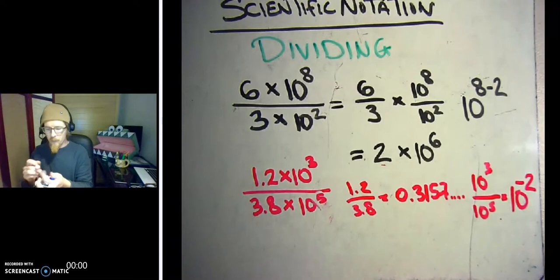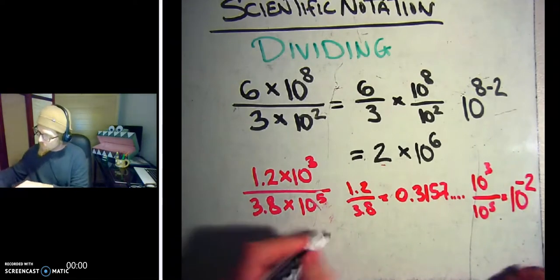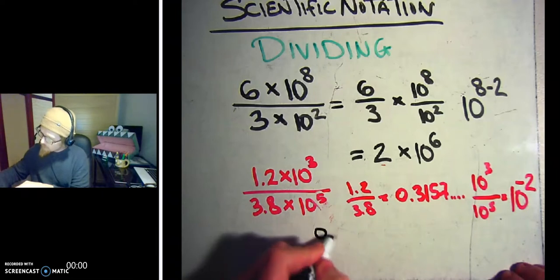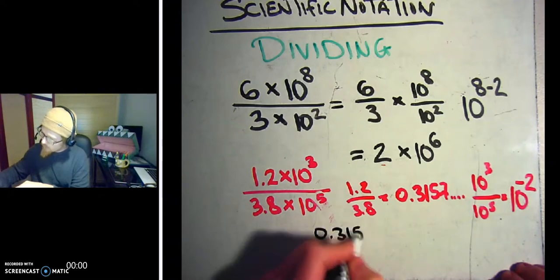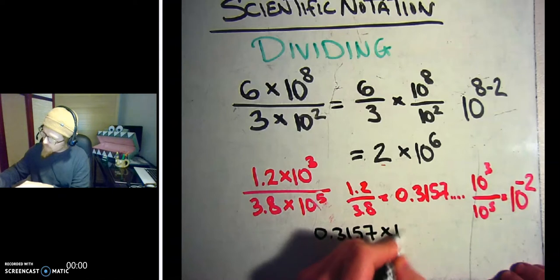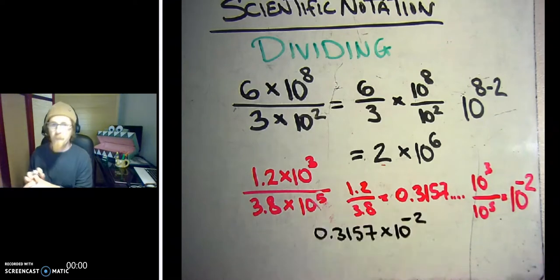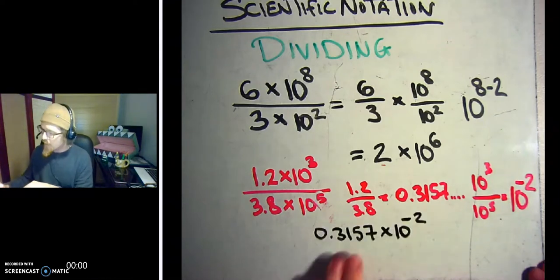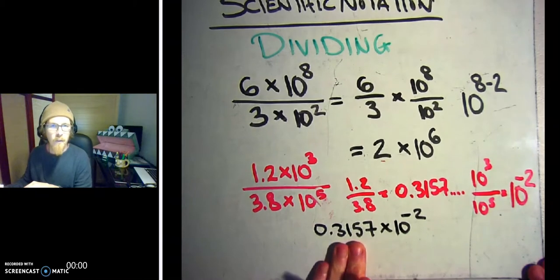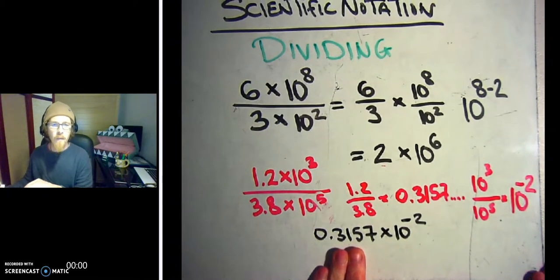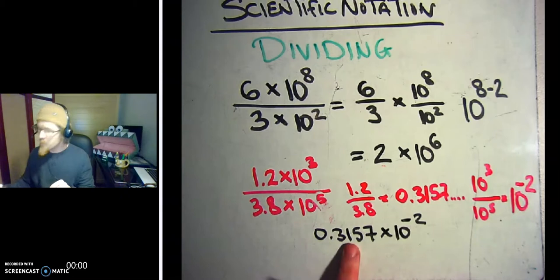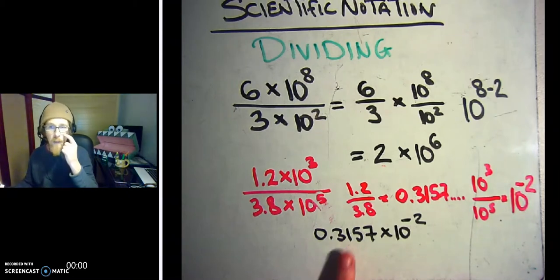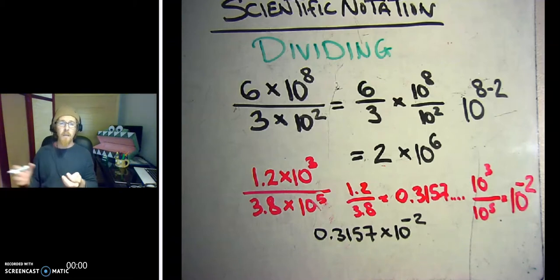So if I were to write this answer in what would be a scientific notation fashion, I'd get 0.3157 times 10 to the negative 2. And I ask myself, is this in scientific notation? Because it doesn't fit that standard, this number is not bigger than 1. 0.3 is less than 1. I need to adjust my answer.